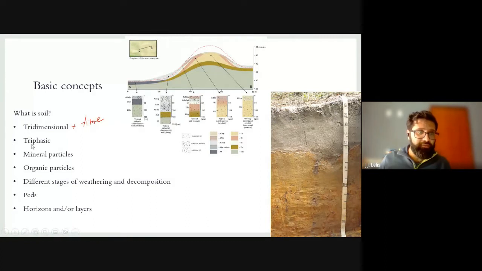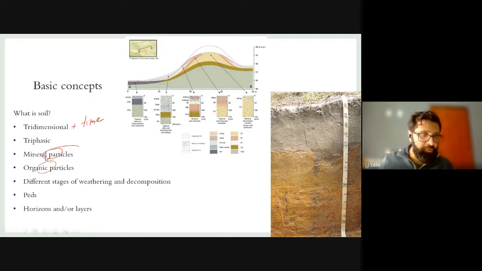Soil also is triphasic, or has 3 phases: a gas, a liquid, and a solid phase. The atmosphere of soil is quite similar to Earth's atmosphere, but the content of carbon dioxide is higher. The liquid phase is quite similar to water, but we have a lot of dissolved ions. And we have a solid phase. This solid phase is composed of mineral particles and organic particles.